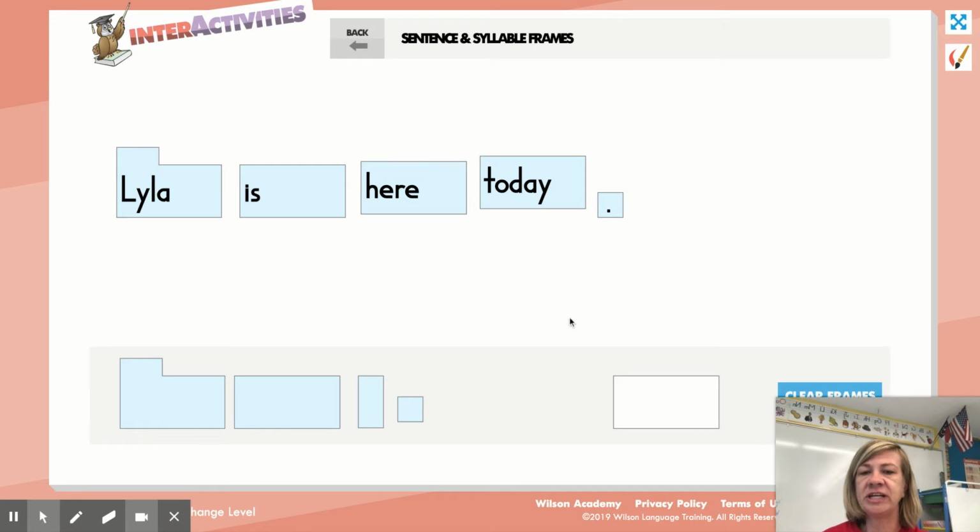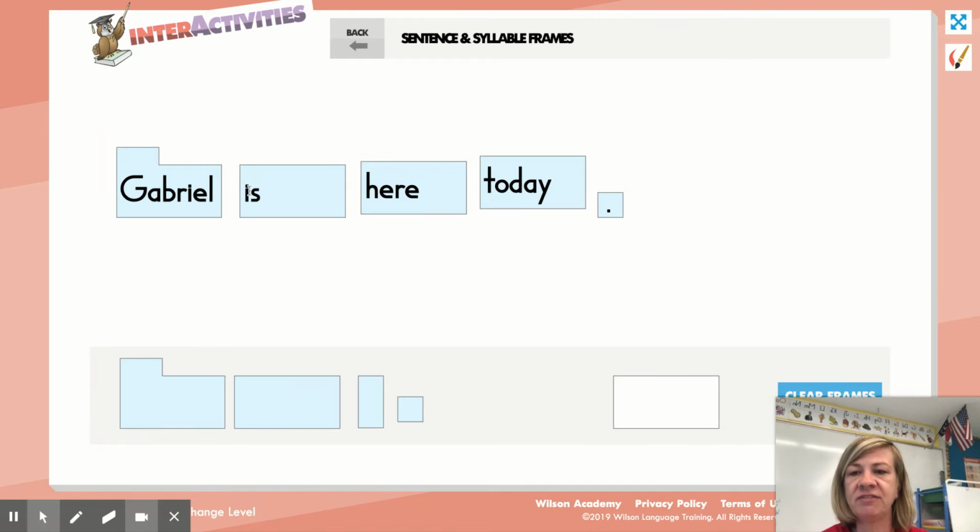Some other friends were here today. If I wanted to change my sentence so that it said Gabriel is here today, let's say those words as we check to see which one is wrong. So Gabriel is here today. So I'm going to come and change Lila's name to say Gabriel. I need a capital G for Gabriel. Gabriel is here today. Count with me how many words are in this sentence.